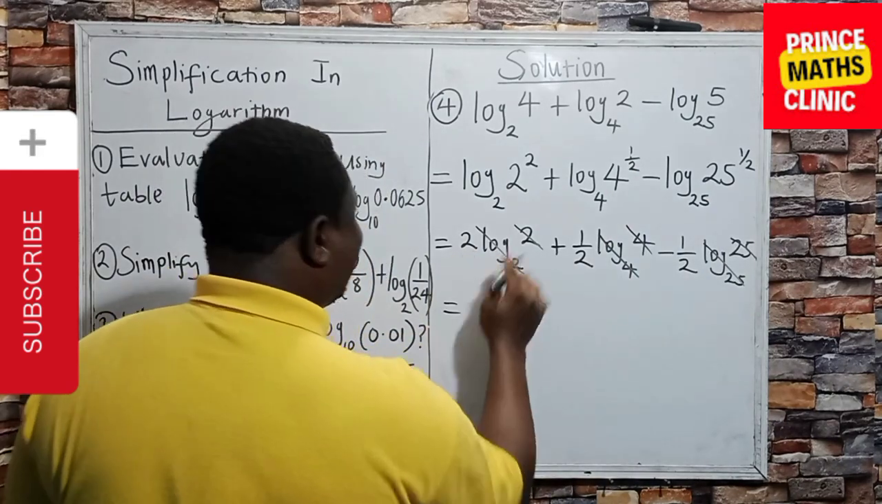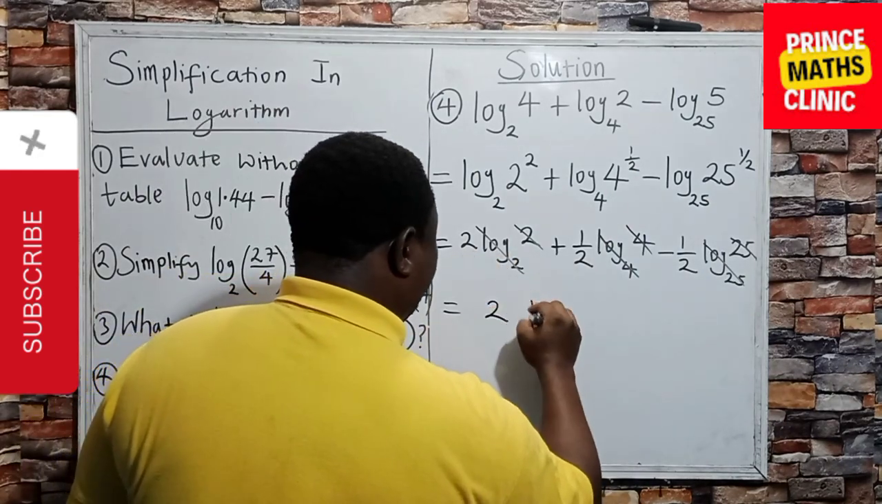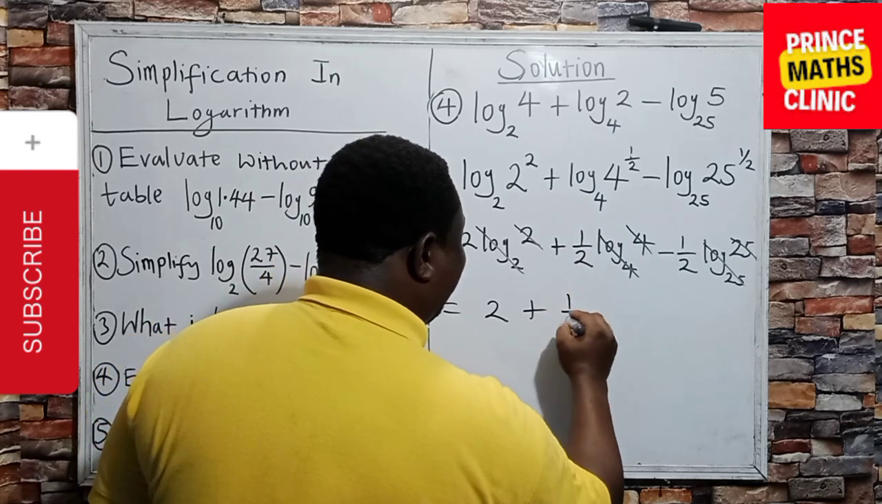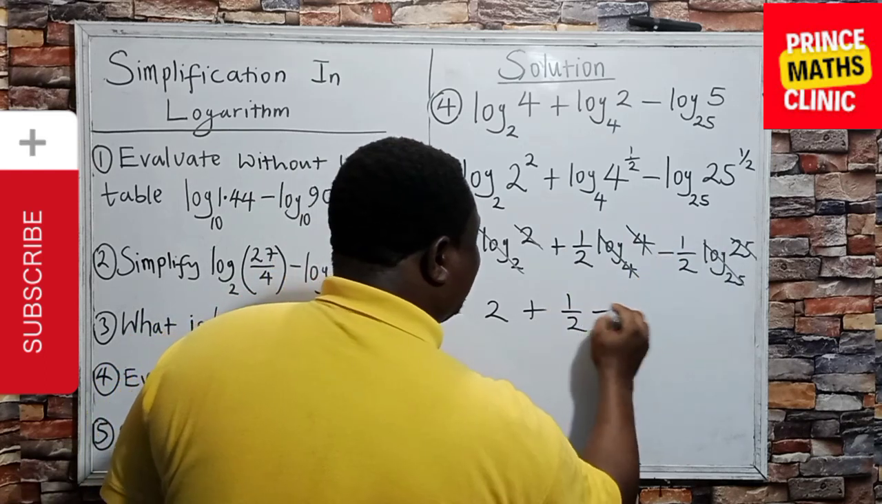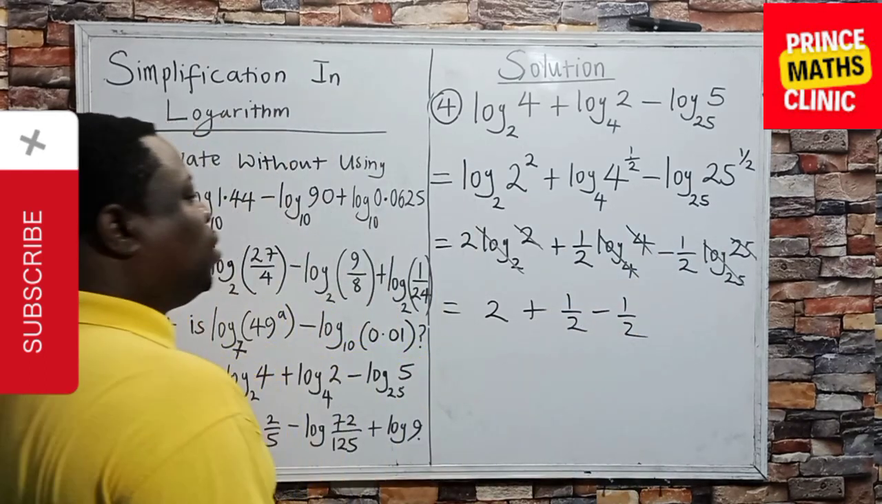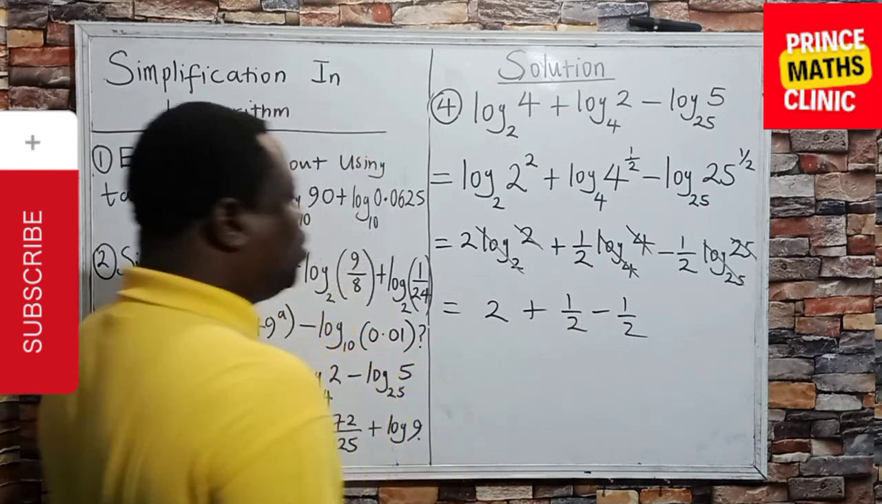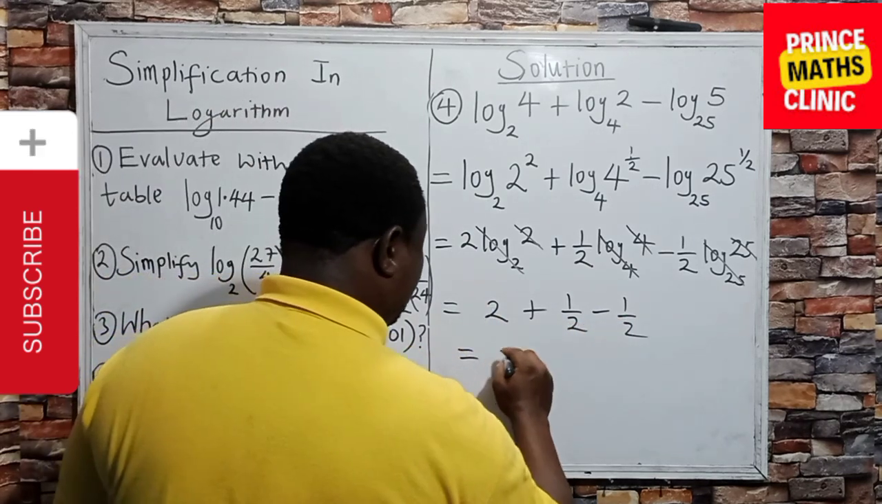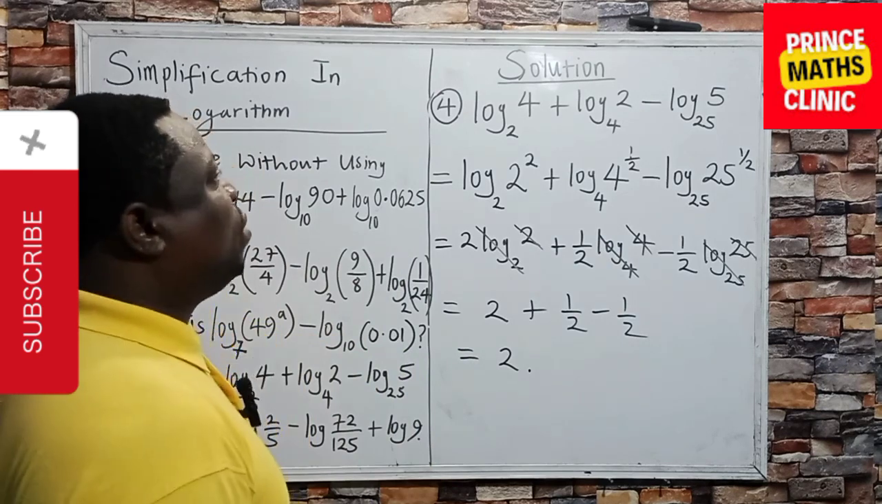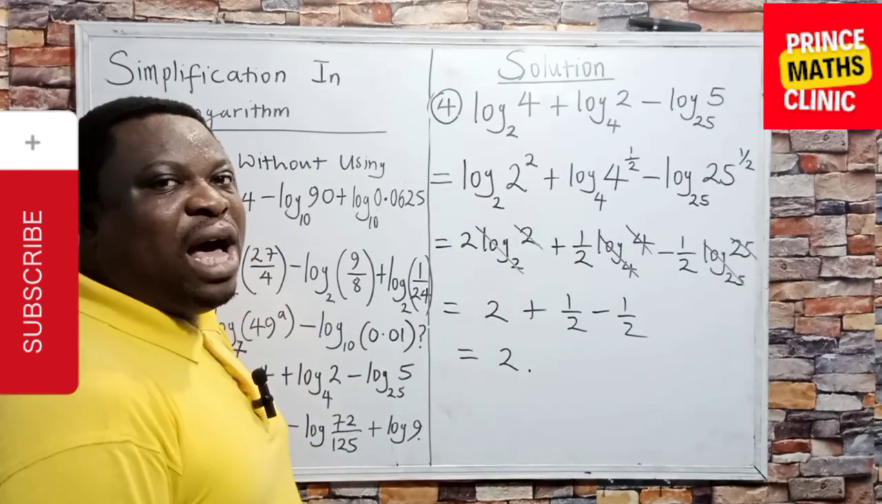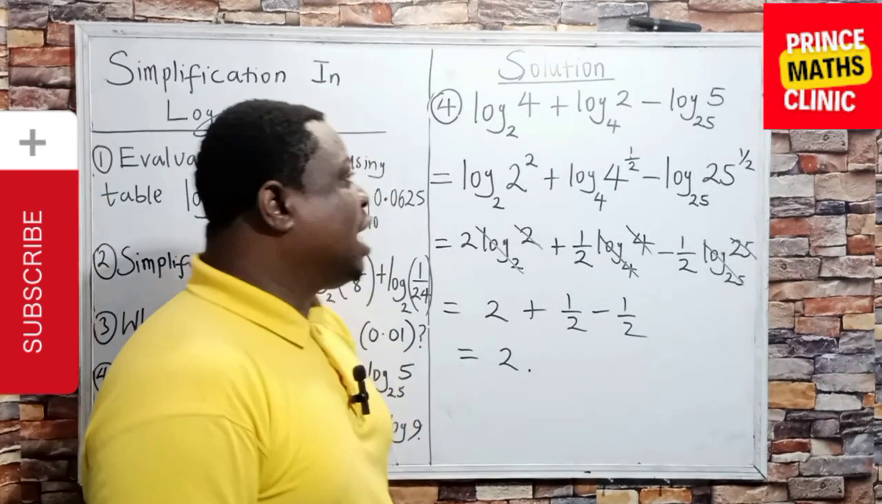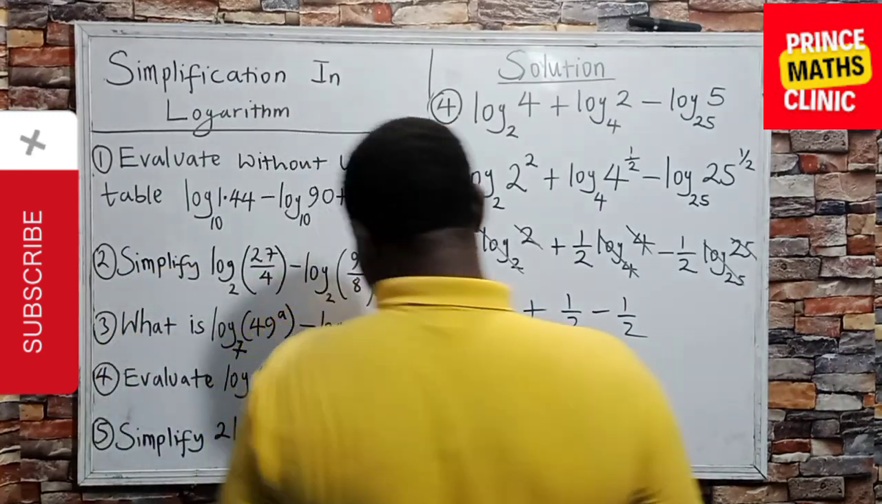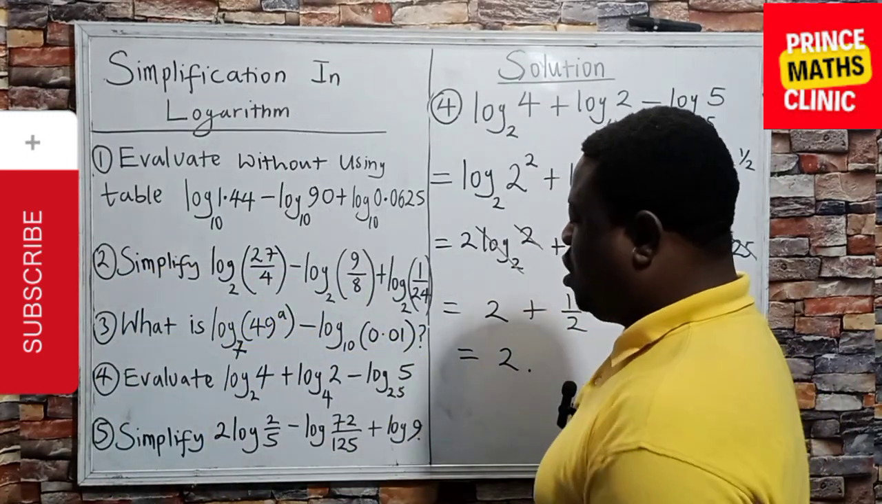So here, half 2 times 1 is 2, plus half times 1 is half, then half times 1 again is half. So here half minus half is 0 plus 2, which is 2. That is the solution to this particular question. Now let's take a look at the last question for today's class, which is this.